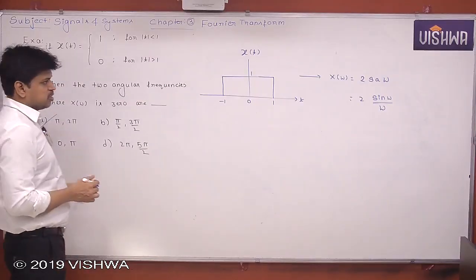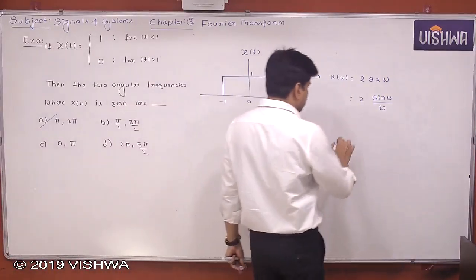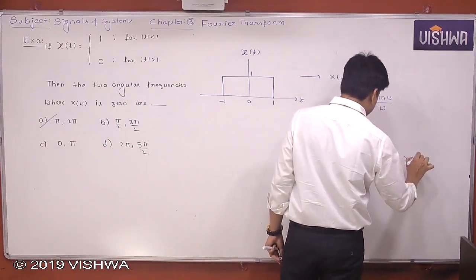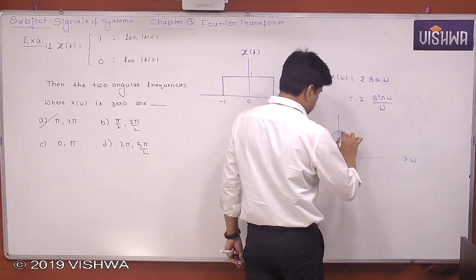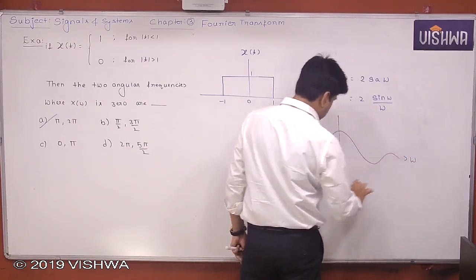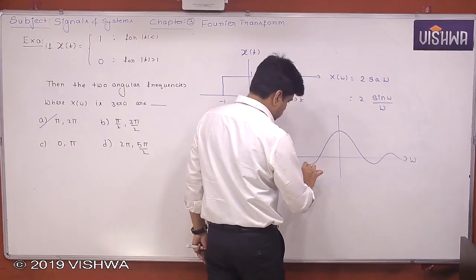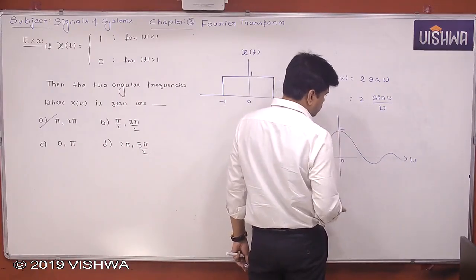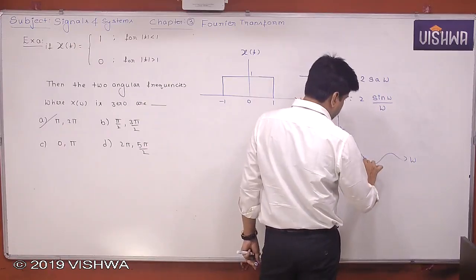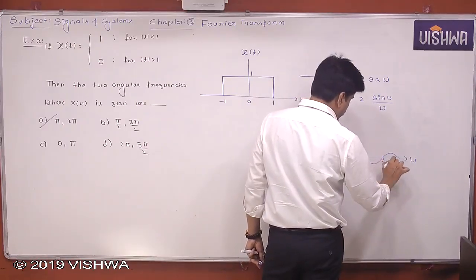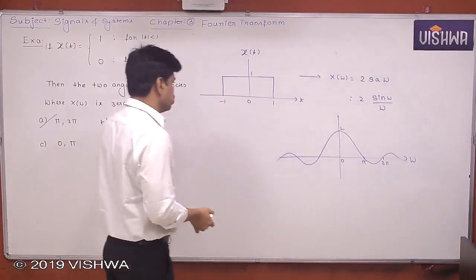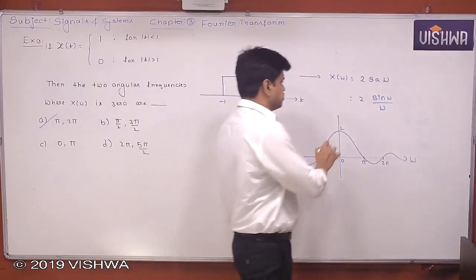So if I draw this function, it will look like this. At 0 its value is equal to 2, and at pi, 2 pi, like that, for these frequencies it is going to be 0. So pi and 2 pi. Clear? Take it.